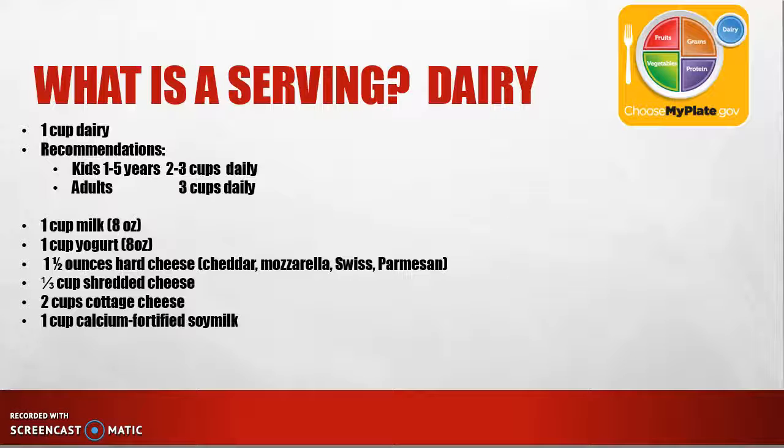Now keep in mind that most yogurts are not 8 ounces. The Yoplait ones are 6. Most kid-size yogurts are 2 to 4 ounces. 1.5 ounces of hard cheese, such as cheddar, mozzarella, Swiss, or Parmesan. A 1/3 cup of shredded cheese.